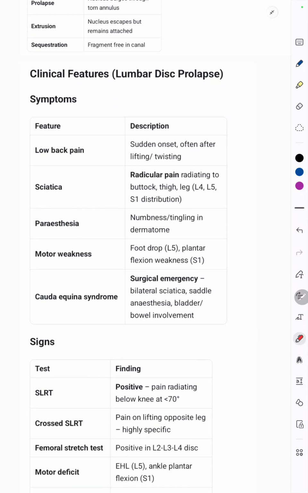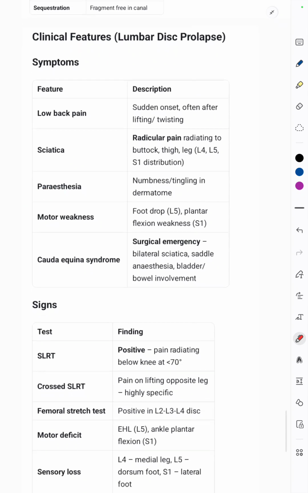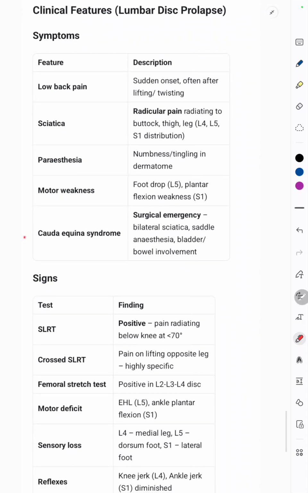Then clinical features. When the lumbar disc collapses, there will be low back pain, often with lifting or twisting. Then sciatica, which is a radicular pain radiating to the buttocks. L4, L5 is one distribution. Then numbness and tingling, that is paresthesias, motor weakness, and cauda equina syndrome. Cauda equina syndrome is bilateral sciatica with saddle anesthesia and bladder involvement, which is a surgical emergency.